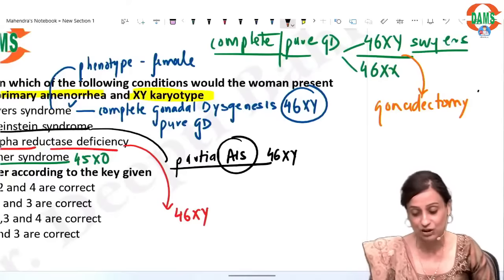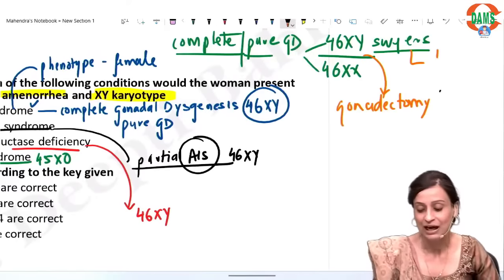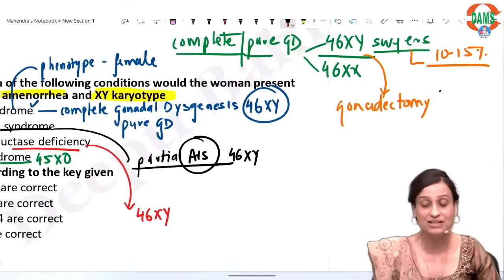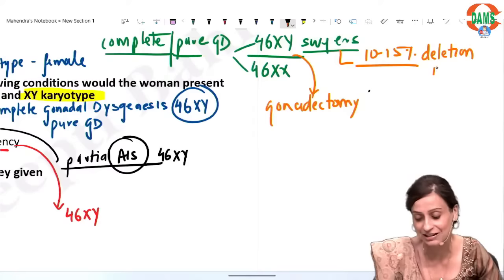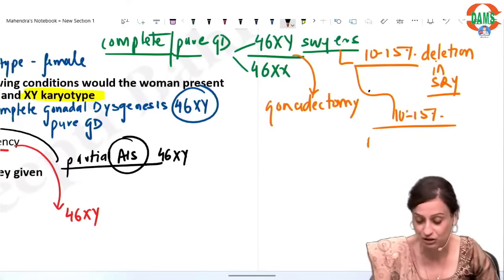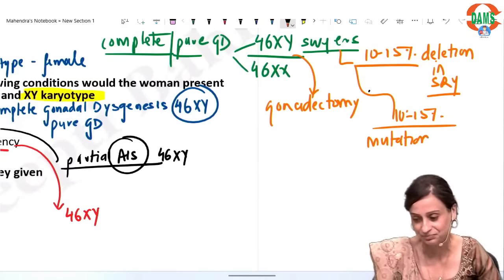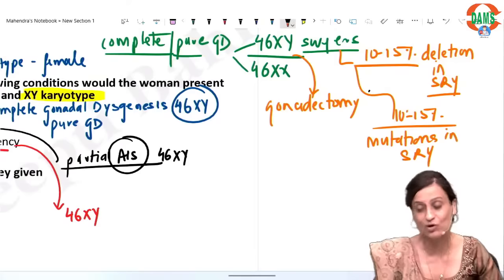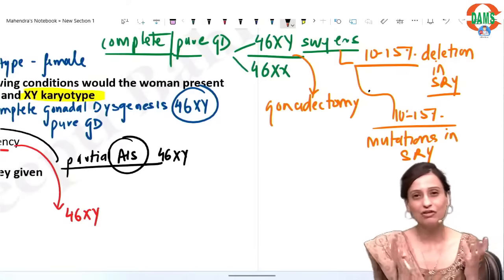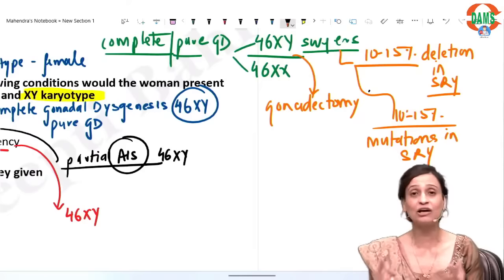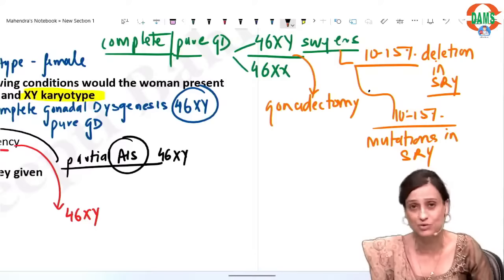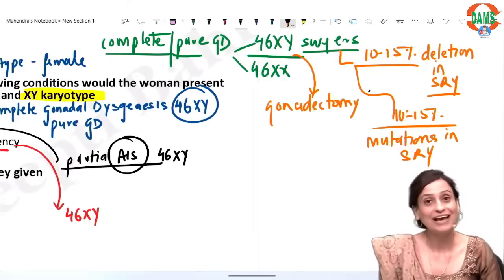Also remember, when we talk about Swyer's syndrome, around 10 to 15% of cases are because of deletion in the SRY gene, and another 10 to 15% are because of mutations in the SRY gene. So a total of approximately 20 to 30% involve the SRY gene. In the remaining, the SRY gene may be normal as well. So this is again important.